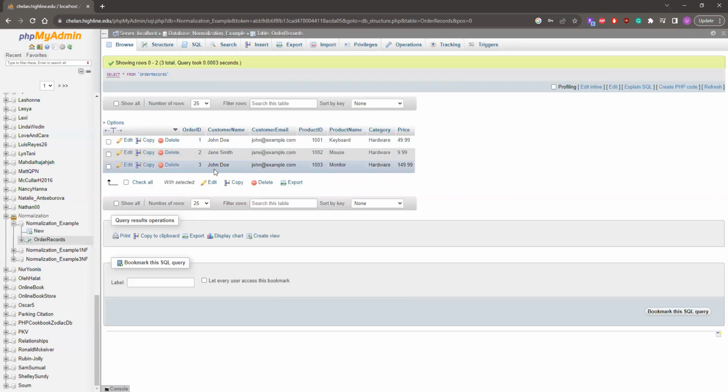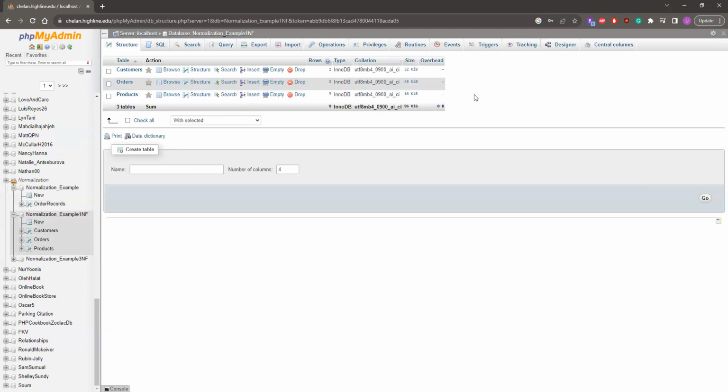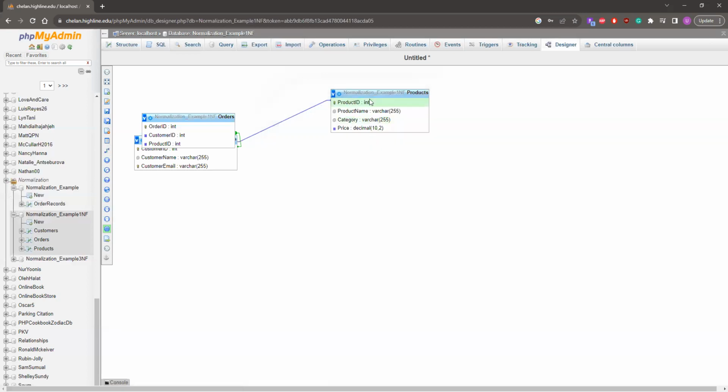Just in this example alone, John Doe actually ordered 2 times, so the name and the same email address are stored twice, even though they're different products. This is redundancy, and we can reduce that by dividing this big table into several different tables. So this is going from one table, and we can convert that into first normal form. All right, we can actually look at that in the designer as well.